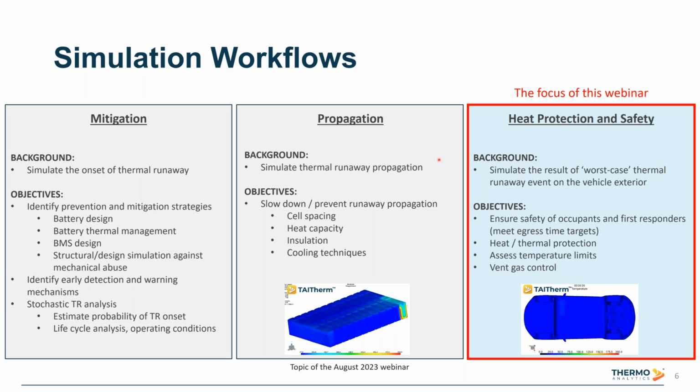The assumption is that we understand our worst case scenario, we understand the propagation behavior of our pack, and we can apply that then to focus on the exterior of the vehicle and the cabin, for safety of the occupants and first responders. Okay, so as I mentioned, that's the primary objective here, to meet these egress and safety criteria targets. So we're looking at temperature limits of various components with the focus of heat and thermal protection. And we're looking at controlling this vent gas.